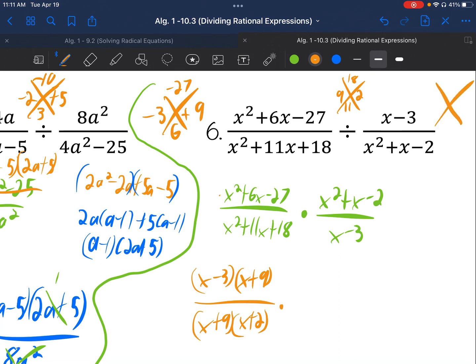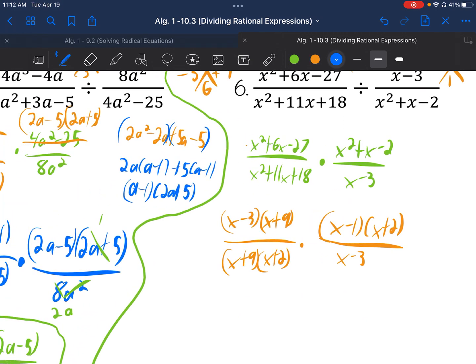Top right, negative 2 on the top, positive 1. It's a negative 1 and a positive 2. So that factors into x minus 1 and x plus 2 in either order. And the bottom right just stays x minus 3.